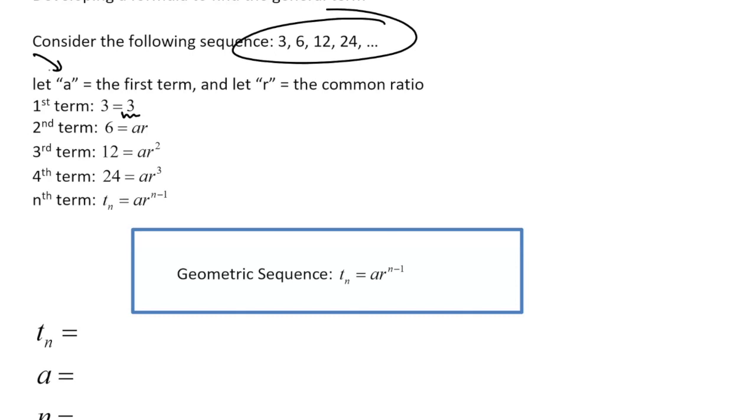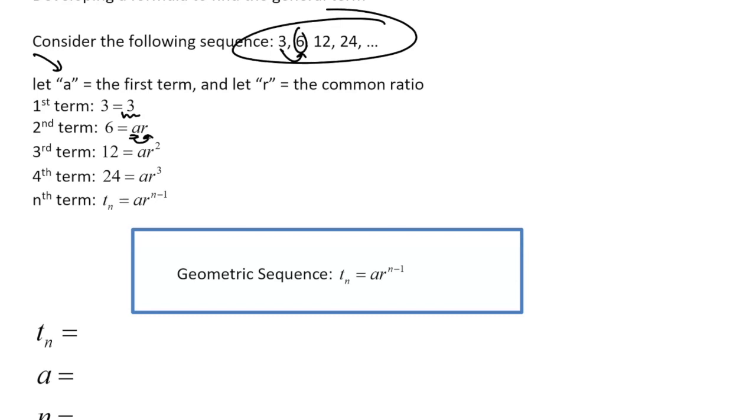Then if we want to find the second term, we're going to multiply it by the common ratio exactly 1 time. If we call the common ratio R, then we could find the second term by taking our A value, our first term, and multiplying it by the common ratio, so multiplying it by R. So we'd have A times R.